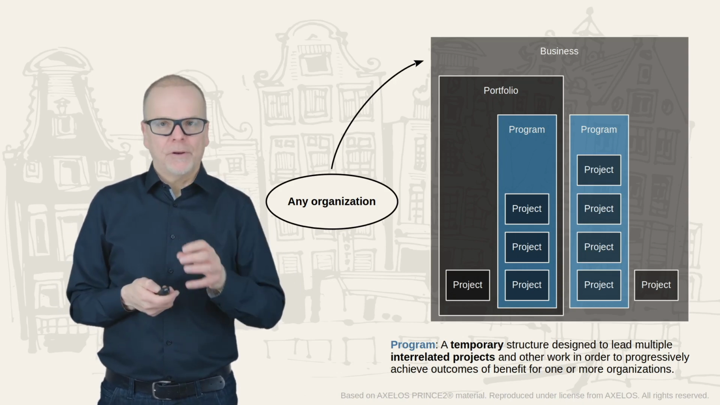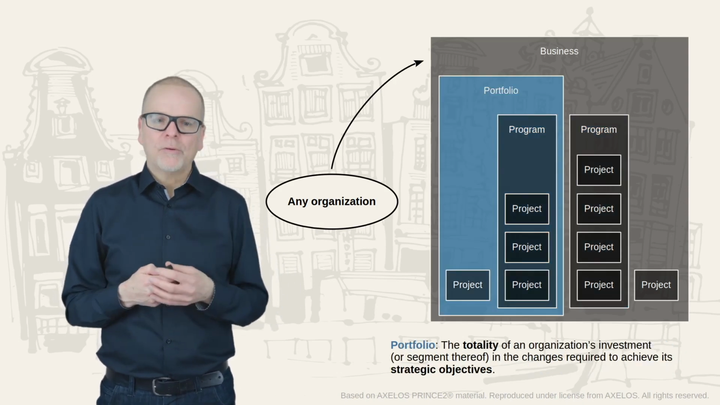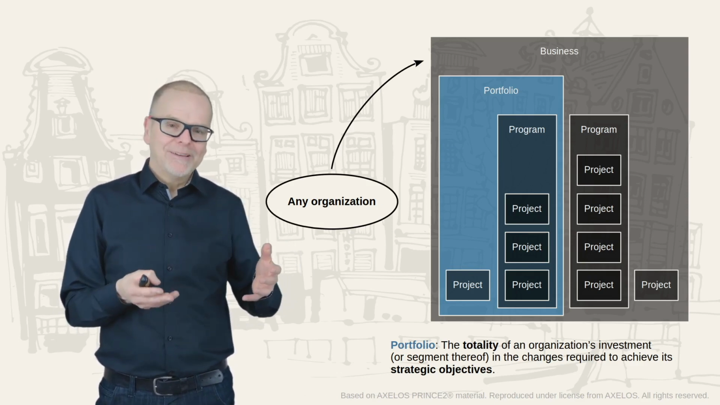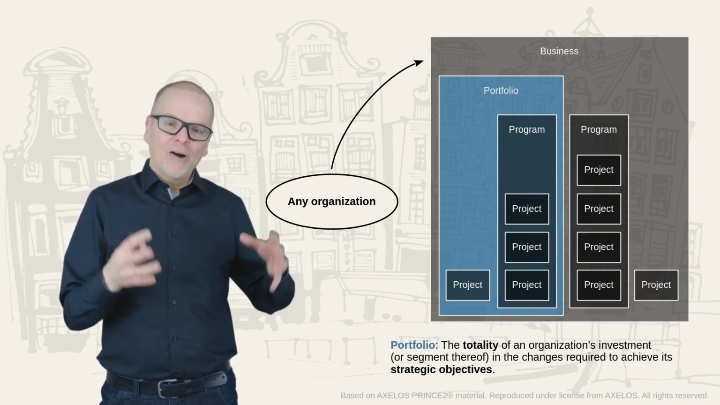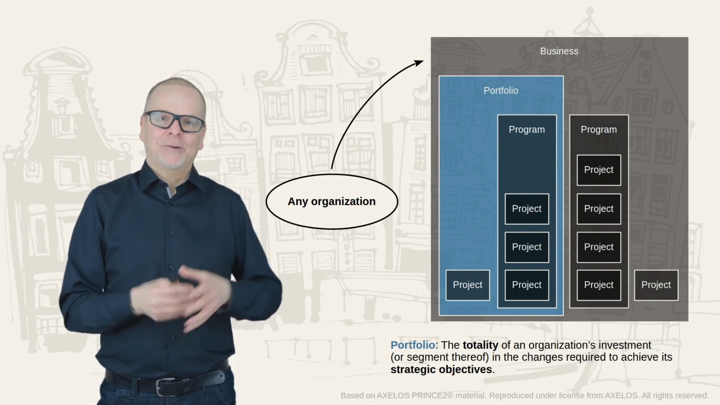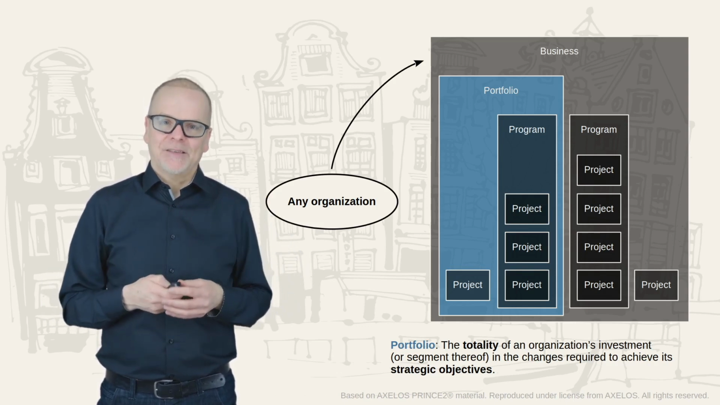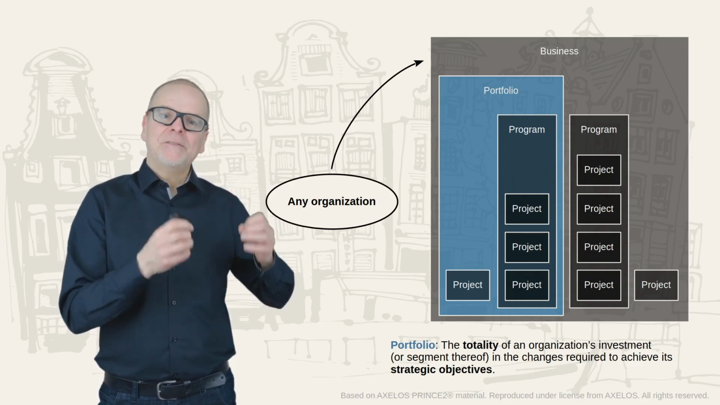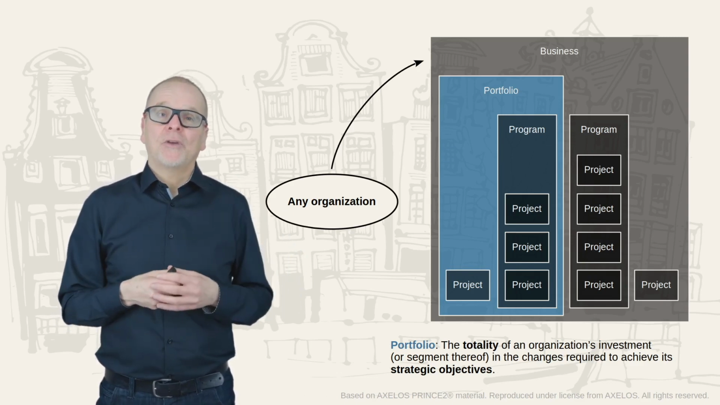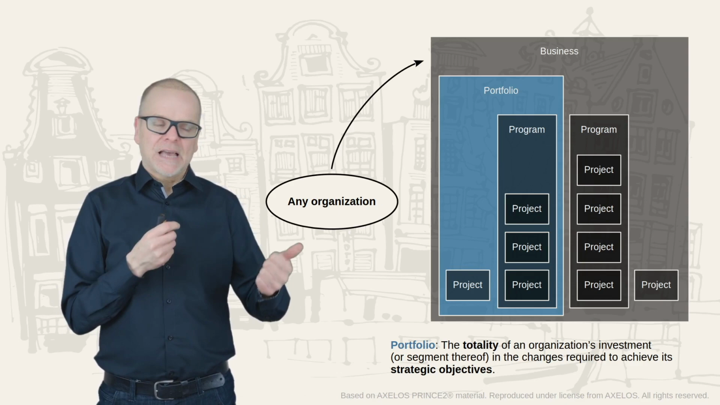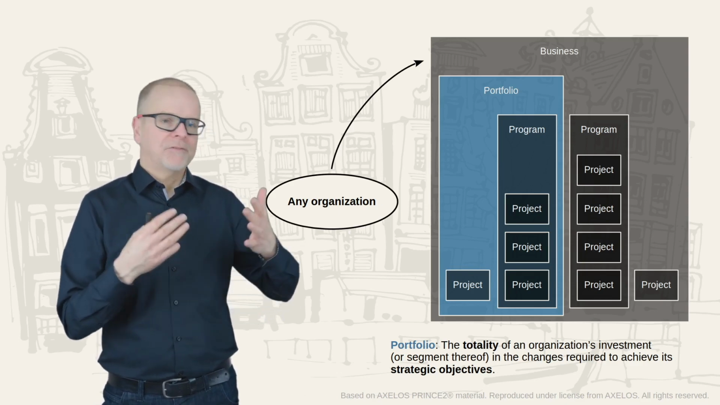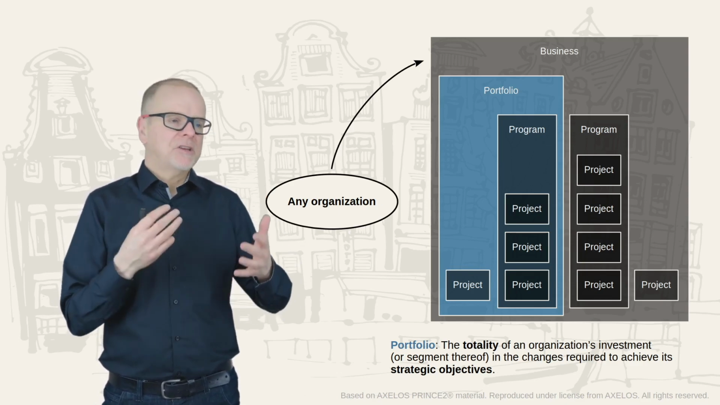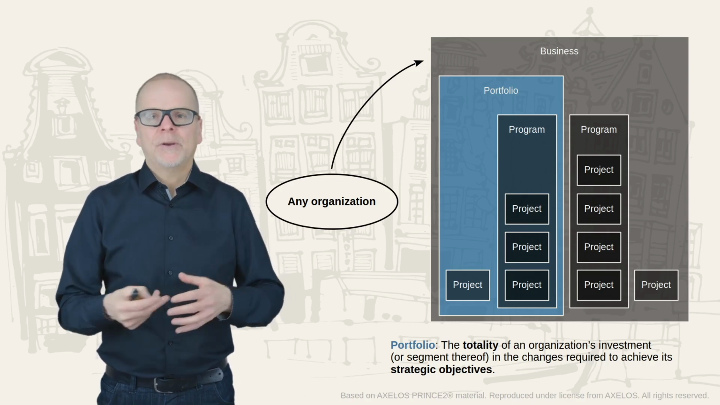Then we have portfolio. So what's a portfolio? A portfolio is a totality of an organization's investment. So it's a totality of investment. And a portfolio is used to achieve a strategic objective for the organization. So for example, we can have a portfolio of IT projects or a portfolio of property projects and so on.